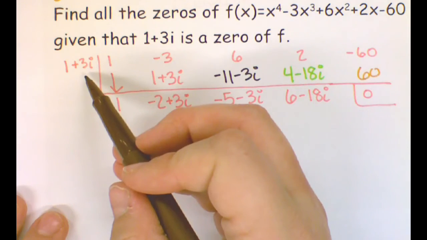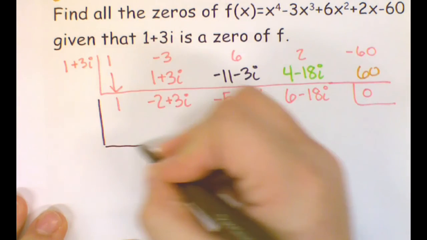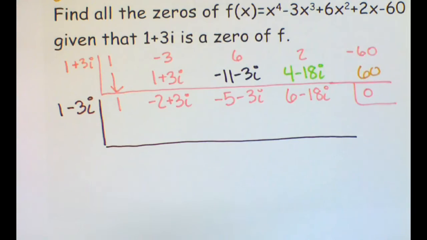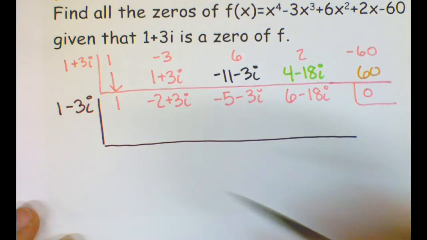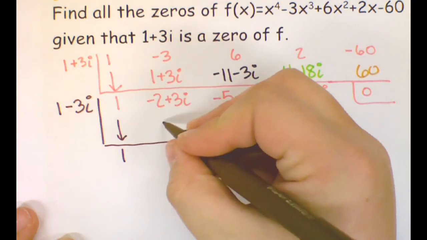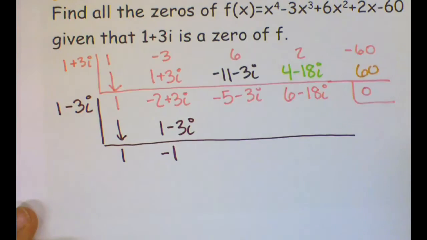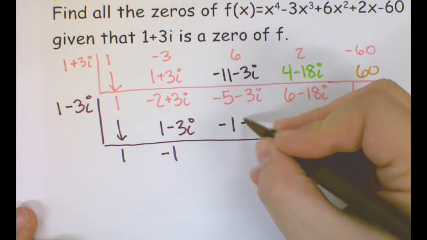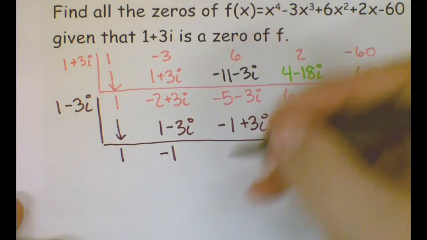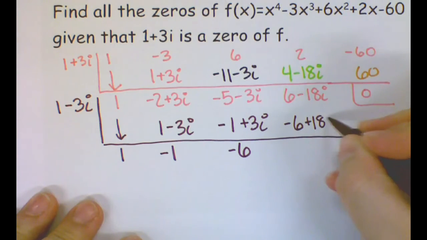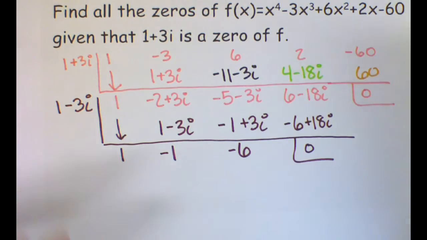if 1 plus 3i was a 0, we automatically know a different one. 1 minus 3i. So I repeat that whole process with 1 minus 3i. Bring down my 1. I have 1 minus 3i. Hey, the nice thing here is that I just get negative 1. So negative 1 plus 3i. Hey, when I add, I just get negative 6. Negative 6 plus 18i. I add and get a remainder of 0. The second time through will always be much nicer than that first time through.